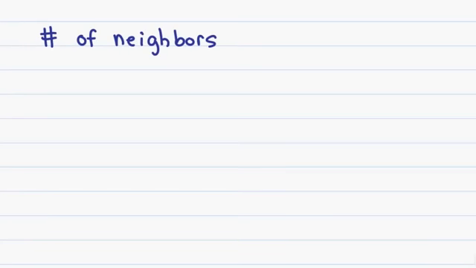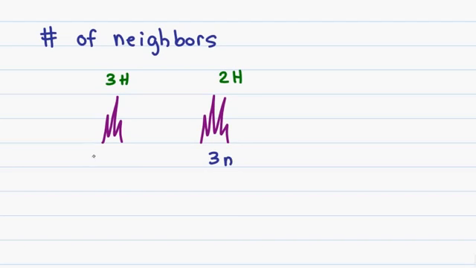You find the number of neighbors as you analyze the splitting. However, it's important to mark this on the pieces of your graph so that you can identify how the different pieces of the puzzle fit together. For example, say I have these 2 peaks on my graph, and I am told that the peak on the right represents 2 hydrogens, and the peak on the left represents 3 hydrogens. Assuming the rest of the molecule is irrelevant, I can look at the peak on the right and determine that it has 3 neighbors, and the peak on the left only has 2 neighbors.